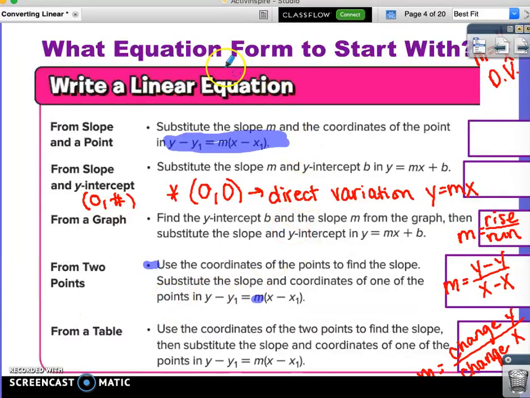And I would take a picture of this, meaning what equation to start with when you're writing a linear equation. If you're given a point and the slope, you can just write this equation. If you're given the slope and the y-intercept, you can do this same thing. Just write this equation. Anyway, from a table, I would use whatever you're comfortable with, depending on what they're asking for. But use the coordinates of 2 of the points and find the slope and then substitute the slope and the coordinates of one of the points in this form.